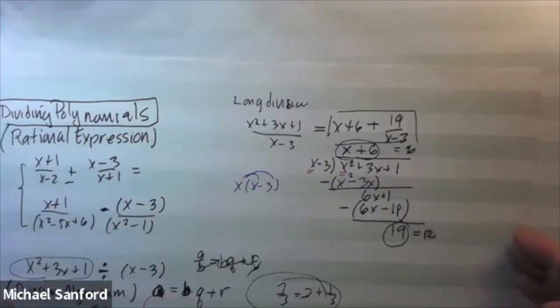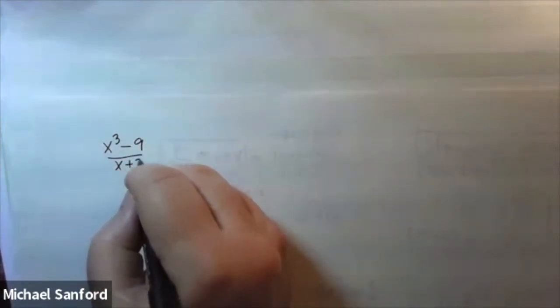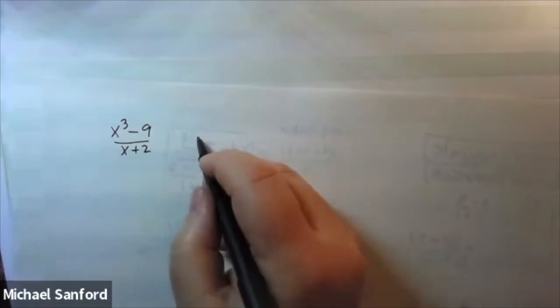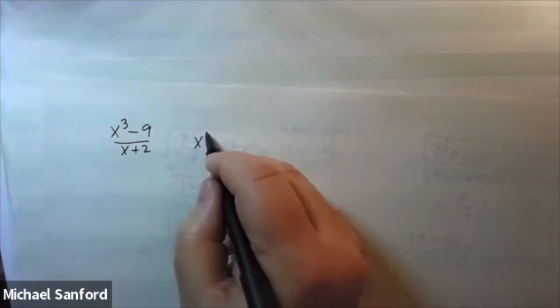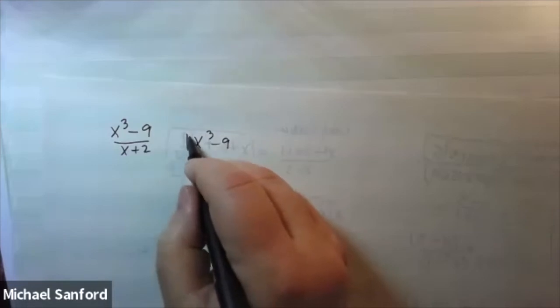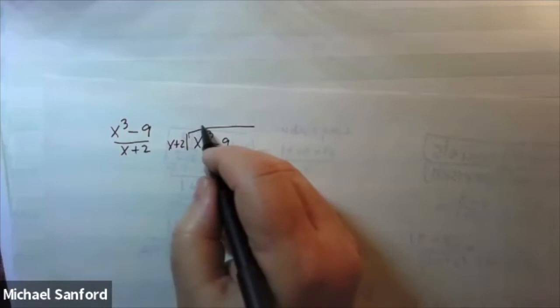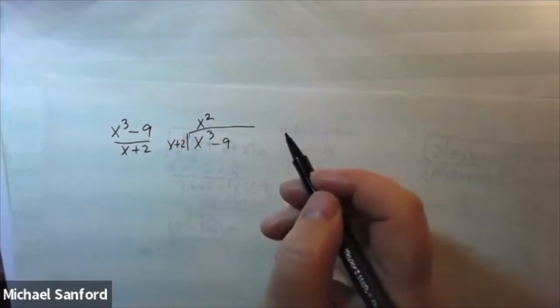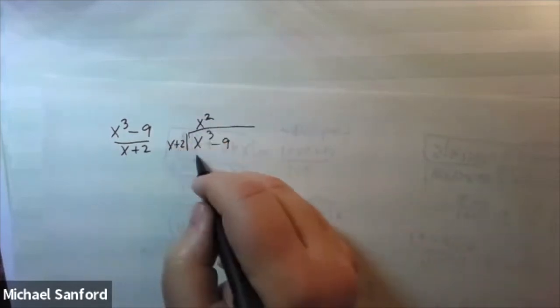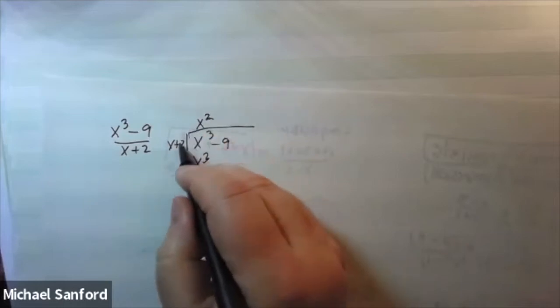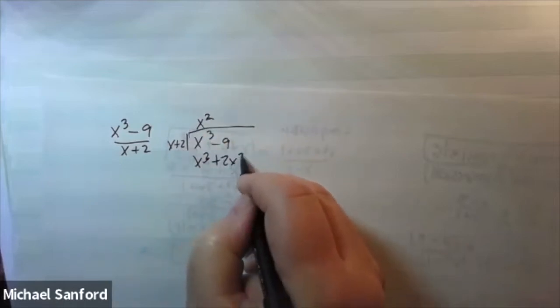All right, let's say we do another one. Let's say we have x to the third minus 9 divided by x plus 2, like this. So x cubed minus 9 divided by x plus 2. So what do I multiply by? x squared. X times x squared is x cubed. X squared times 2 is plus 2x squared.